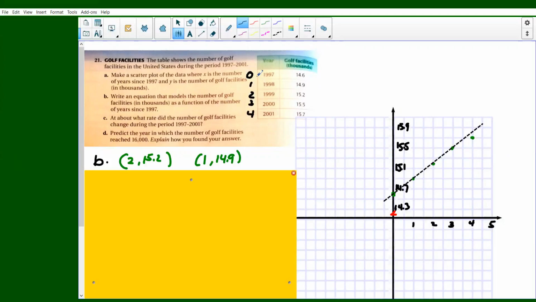So I let 1997 be year 0. Okay, and then 1998 was year 1, 2, 3, and 4 to kind of simplify it. And then we also need to remember that these numbers are in thousands, so 14.6 times 1,000. So that's 14,600 golf facilities and so forth. Okay, so A should have looked something like this.